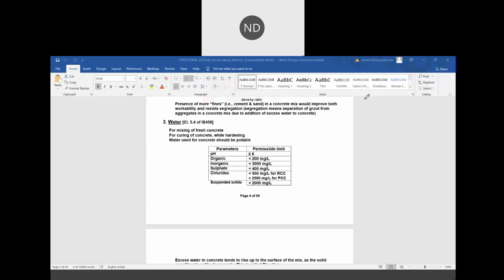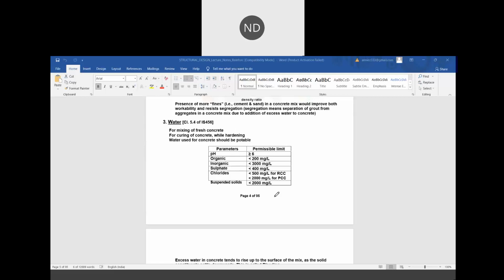Whenever you design something, you have to have your IS code, and whatever is mentioned in the specifications, this is the permissible limit. You will check the permissible limit for organic matter or organic solids in IS 3025 part 18. It is mentioned there as 200 milligram per liter.